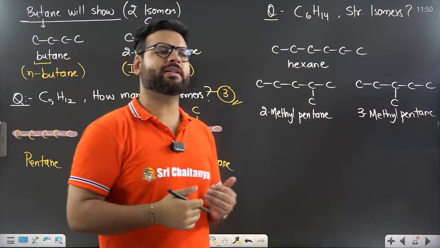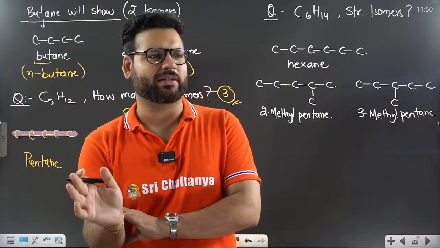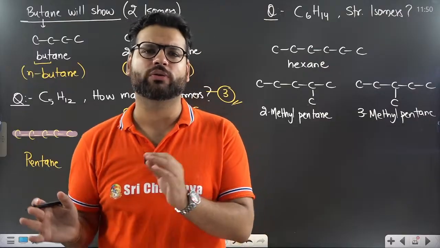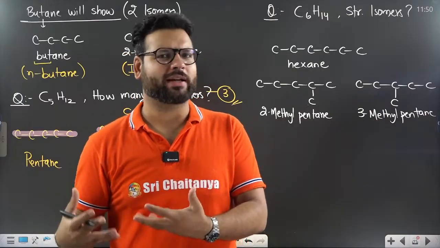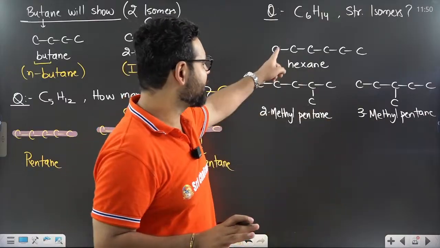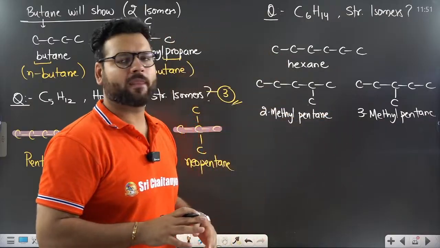Beta, do not call it neohexane or isohexane. There is no iso or neo common naming for hexane. There is no such name. This is hexane, and it does not have a common name. It is 2-methyl pentane, 3-methyl pentane.